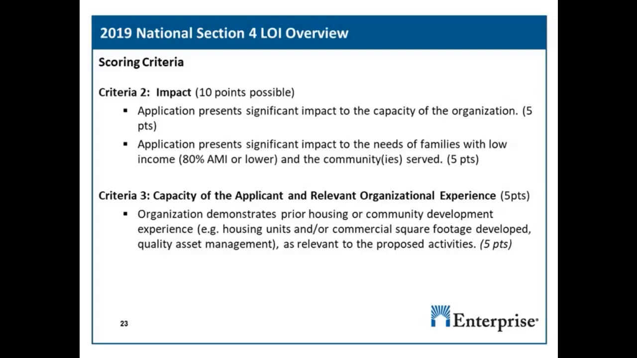Criteria 3 scores the applicant's capacity and prior organizational experience as it relates to your proposed activities. Organizations should mention past housing and community development experience, and you can do that in several ways, such as including numbers for housing units, square footage developed, and so on.